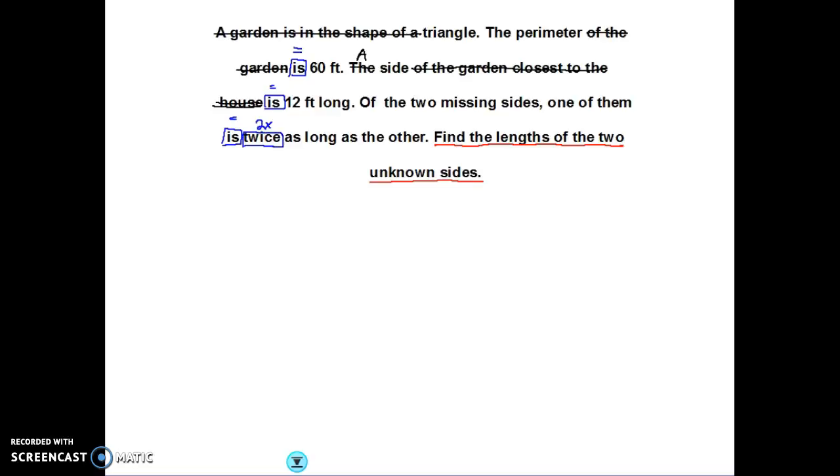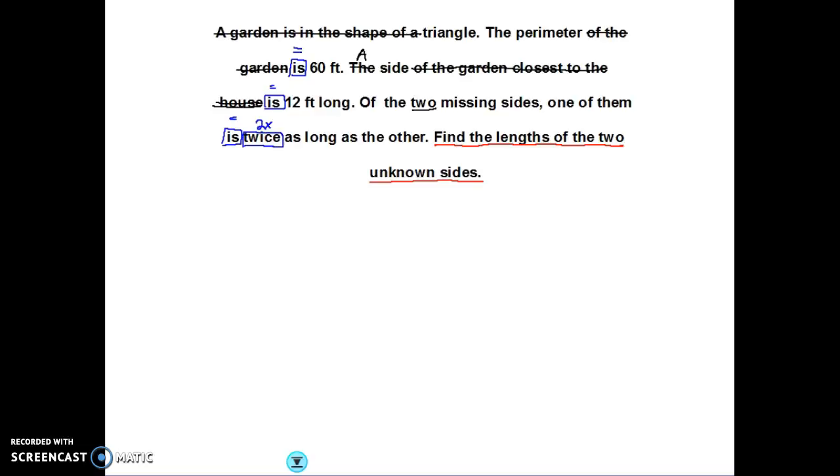Of the 2 missing sides, one of them is twice as long as the other. All of that information is pretty important. We have 2 missing sides that we're talking about, and we have also the relationship between them. One of them is twice as long as the other. And then, of course, the last sentence is our question, so we do not want to cross that out.